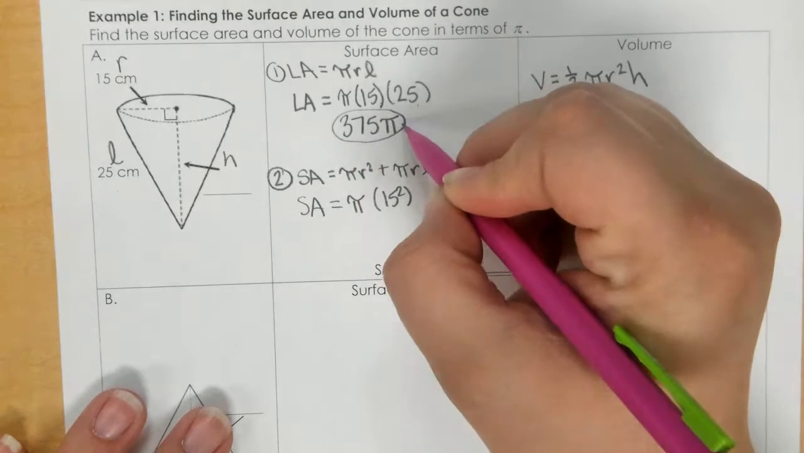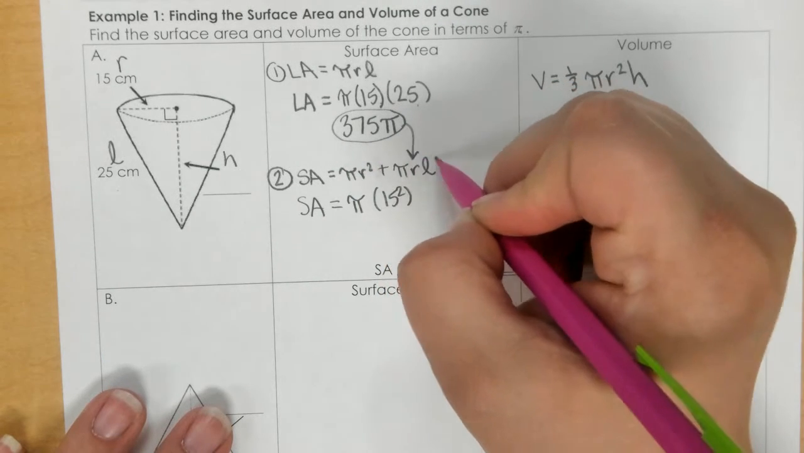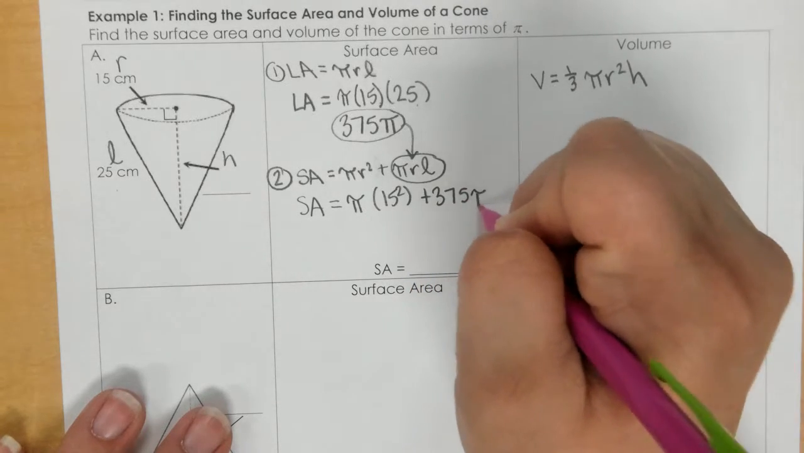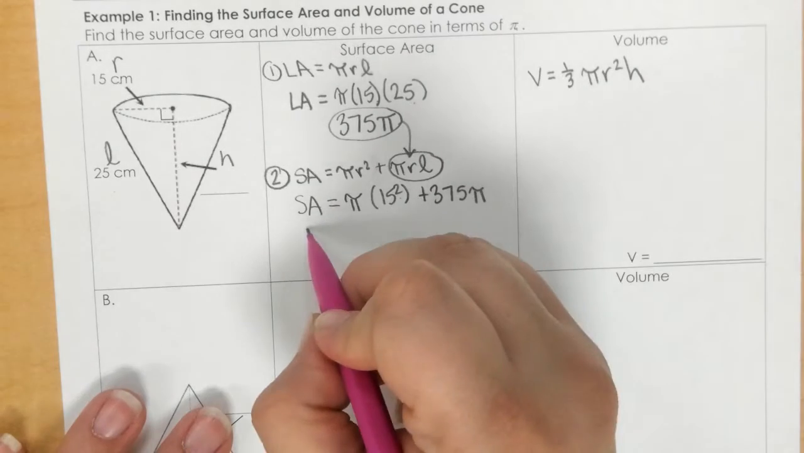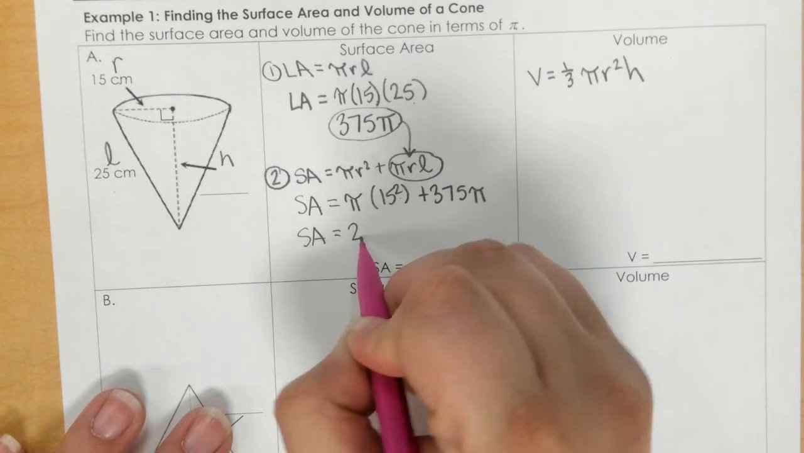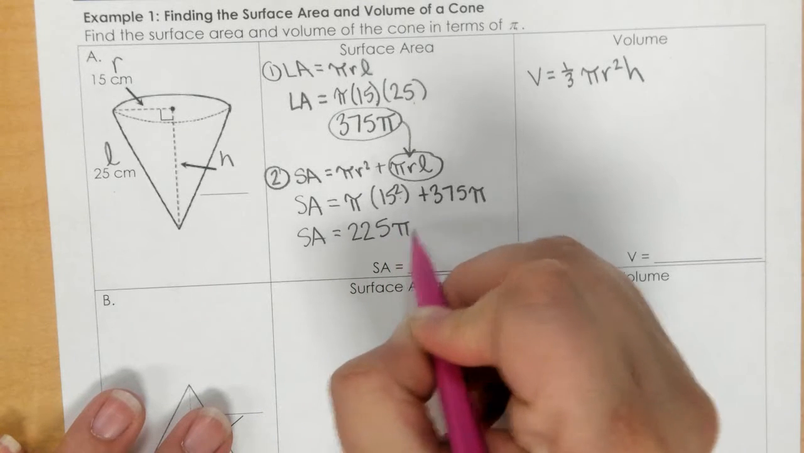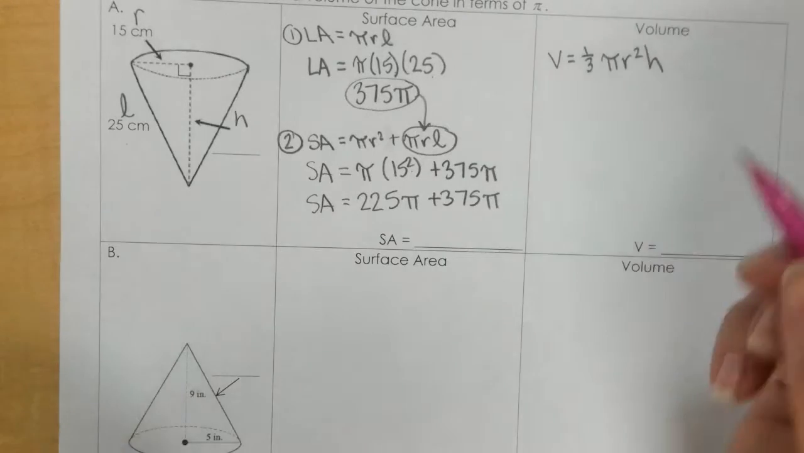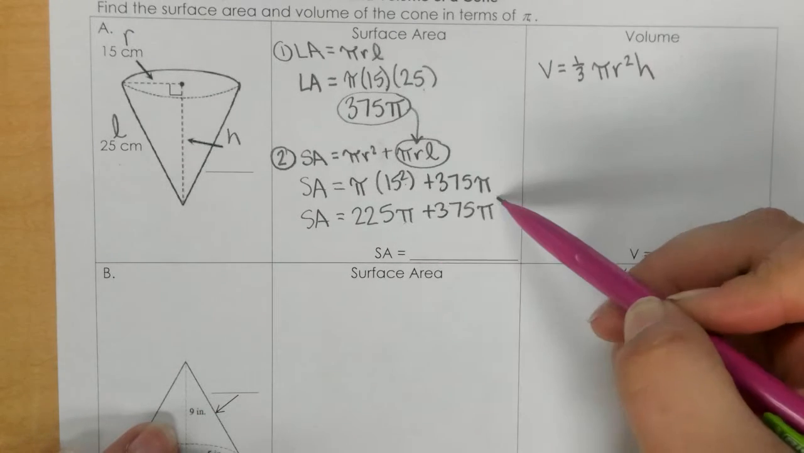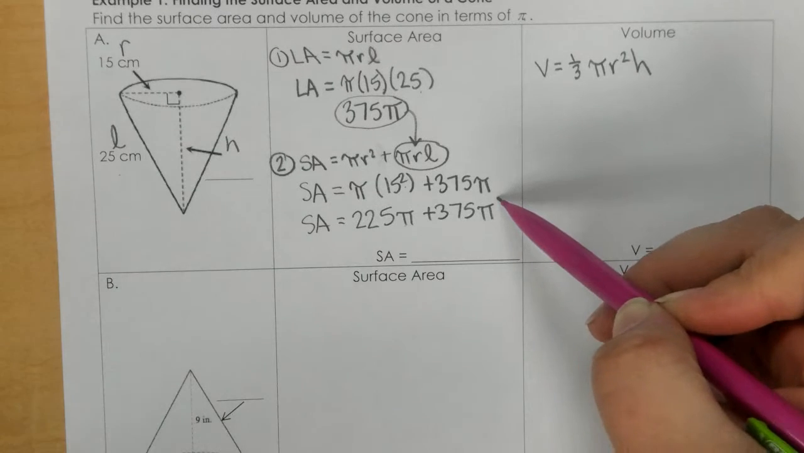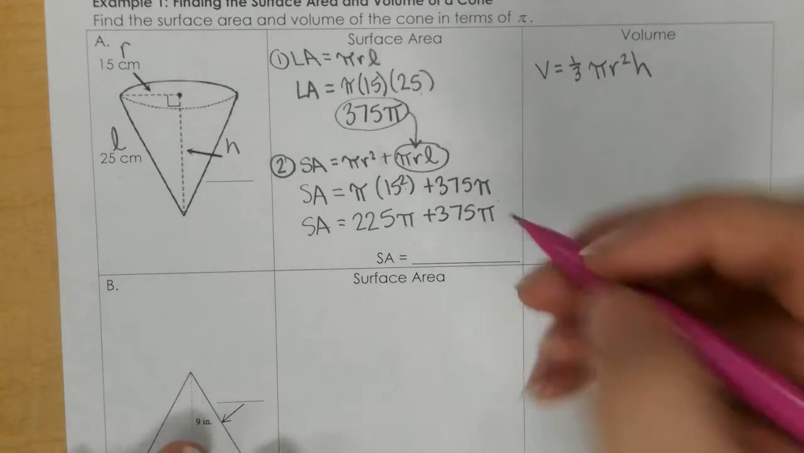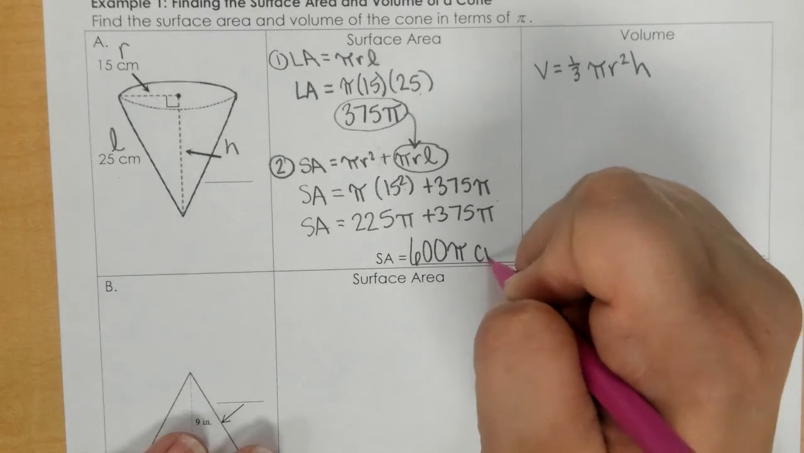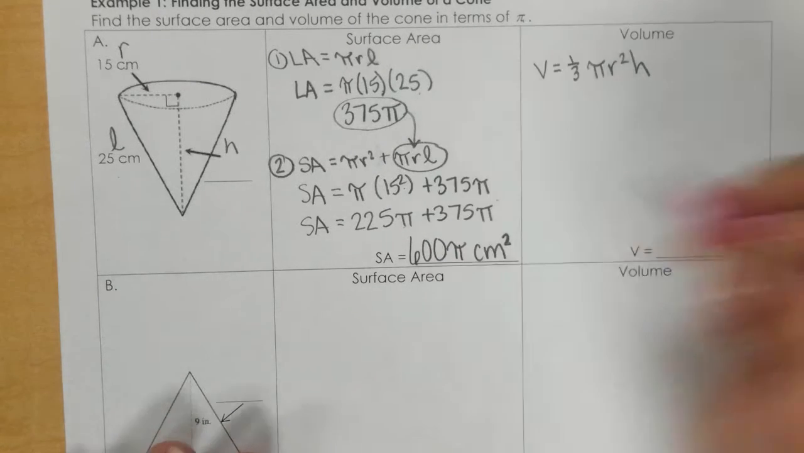For surface area, we have pi r squared, so pi 15 squared. Then our 375 pi will get replaced here. 15 squared is 225 pi plus our 375. We covered in the last video that when you have two terms ending in pi, those are considered like terms. So we add those together and we receive 600 pi centimeters squared.